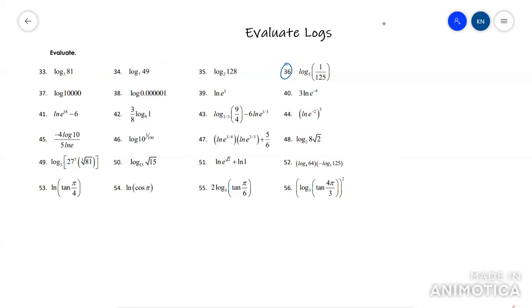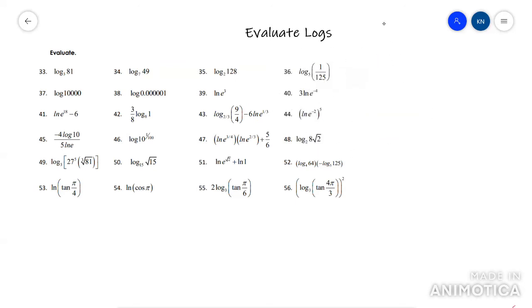Now, 36, same thing. So you're like, okay, well, 5 to the something equals 1 over 125. Then you change 125 to be 5 cubed, but you need base 5, so you have to bring it to the top, and when that happens, it makes it a negative exponent. So this one would be -3.